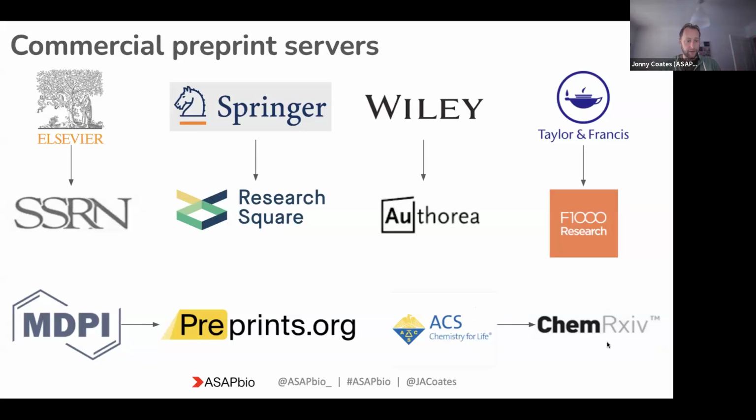ChemArchive is highly regarded. It's a good preprint server. But that relationship, you should always have in the back of your mind.